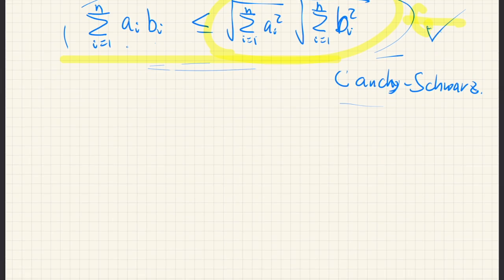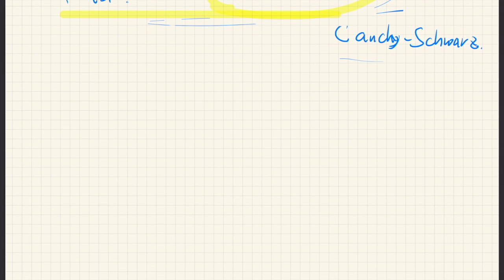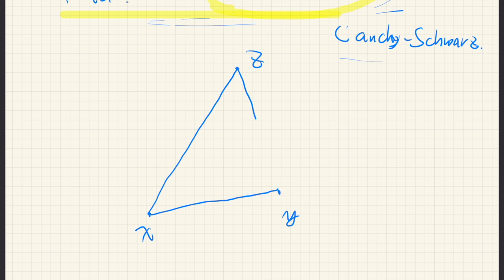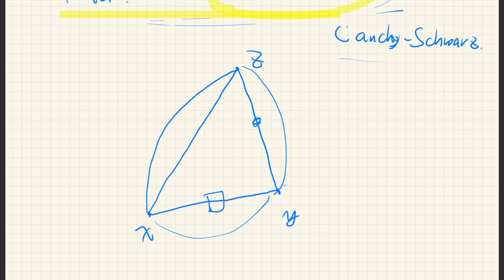But why is this called triangle inequality? In any space, if we have 2 points, x, y, and z, this inequality shows that this length xz is always less than or equal to the sum of this length xy and yz. So this inequality holds for any triangle. That's why it's called triangle inequality.